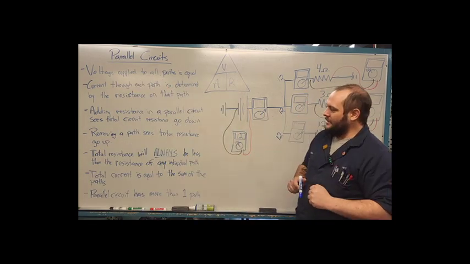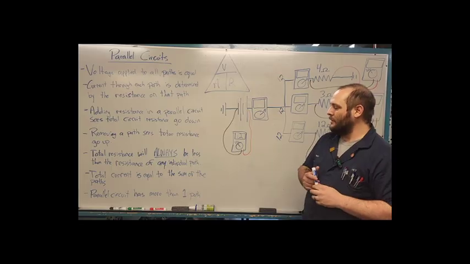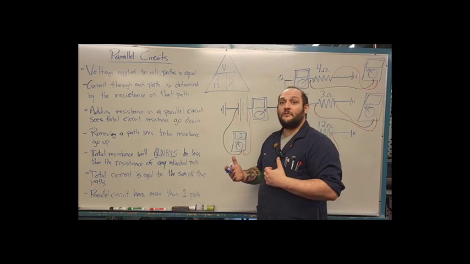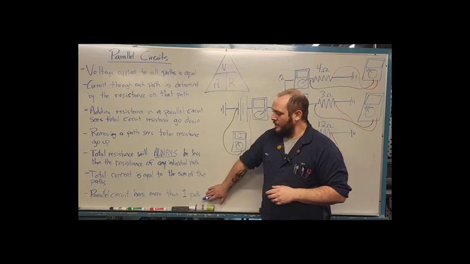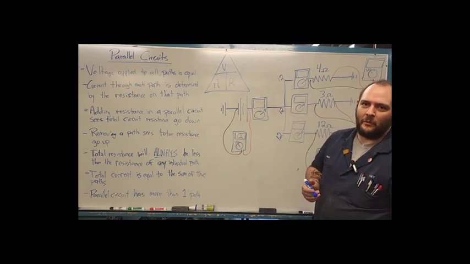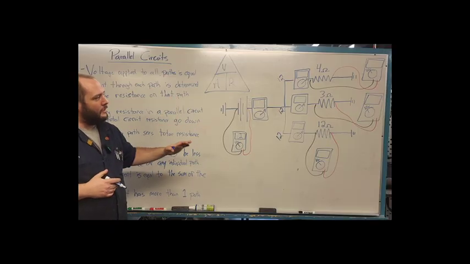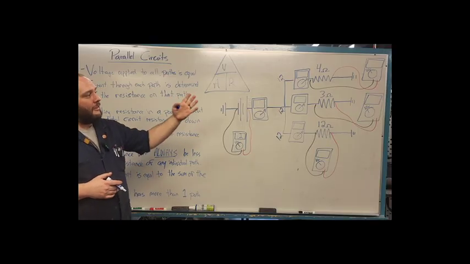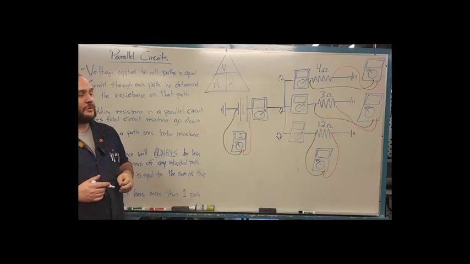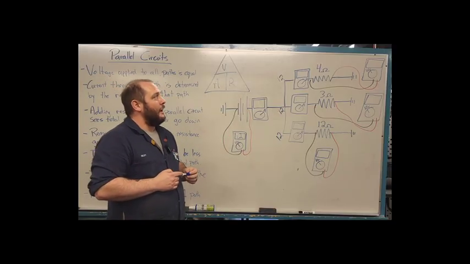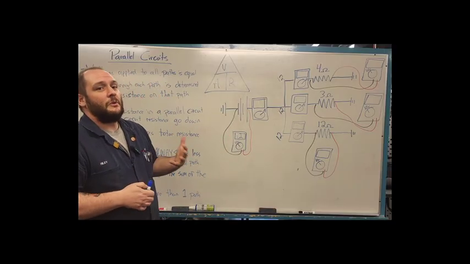Rule number 6, total current is equal to the sum of all paths. So I add all my amperages for total amperage. My final rule, the parallel circuit has more than one path. I think in the name that's kind of a given. We're going to apply these rules to this equation. We're going to figure out how many amps we're drawing across each branch, and we're going to figure out the amount of volts that are going to be used at each resistor.